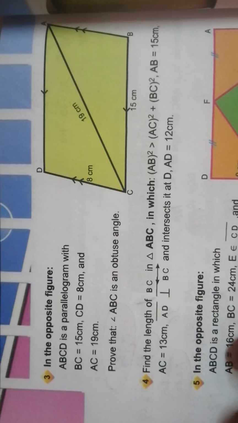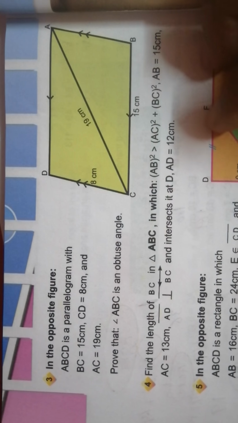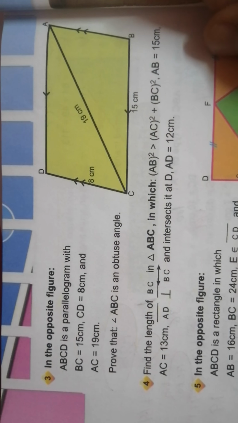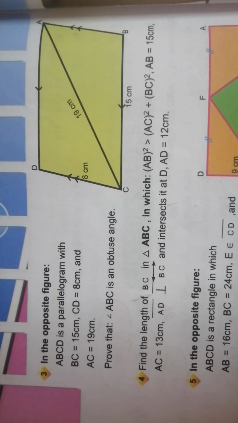In the opposite figure, ABCD is a parallelogram with BC equal 15 centimeters and CD equal 8 centimeters, as we see in our box, and we have the diagonal equal 19 centimeters, and we want to prove that triangle ABC is an obtuse angled triangle. That means that angle ABC is an obtuse angle.